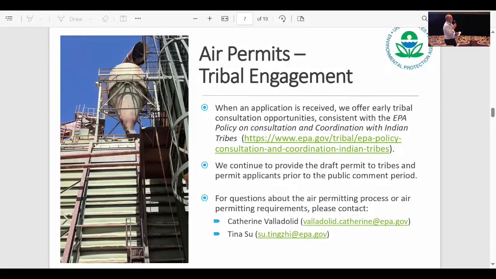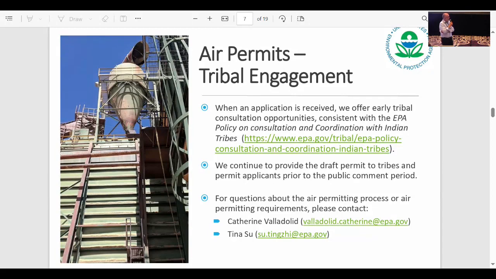Yeah, I think I said most of this. Again, I think the thing I would emphasize here is, obviously most of you are familiar, we have a policy on consultation. This is one of those instances where if we're permitting a source in your area, it's obviously very important for us to consult with you.